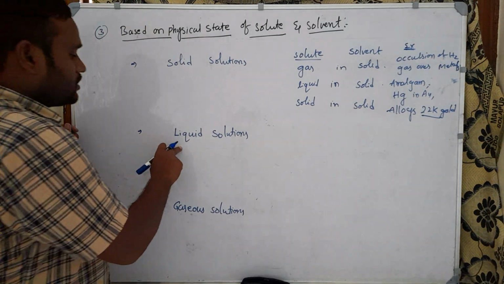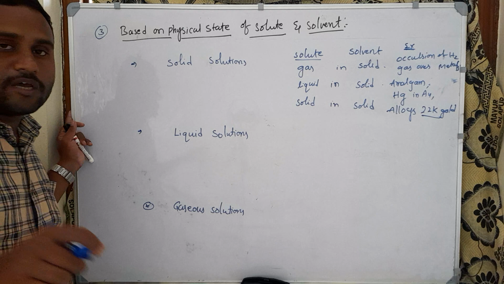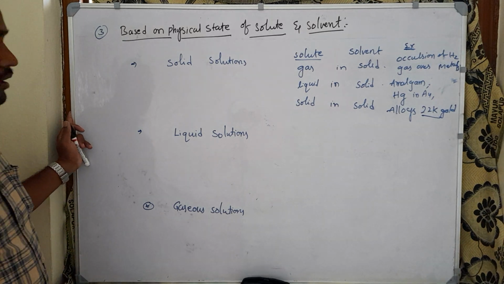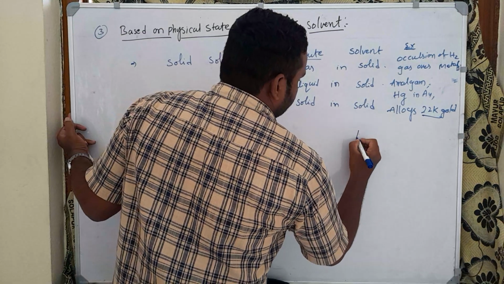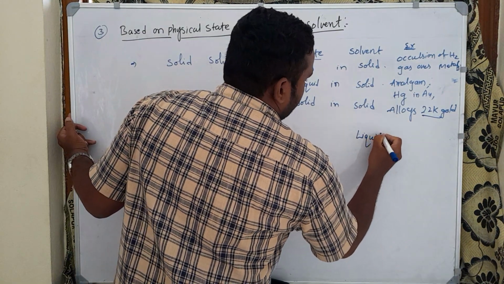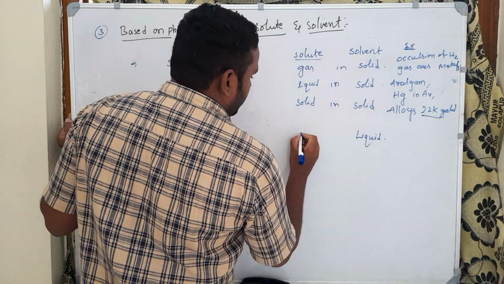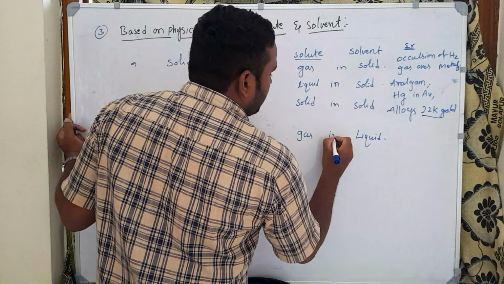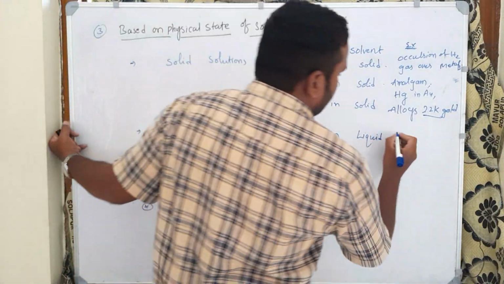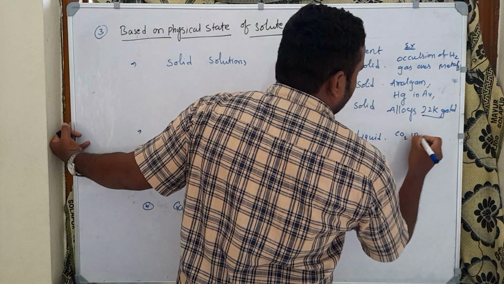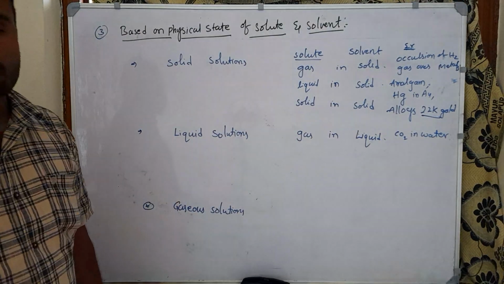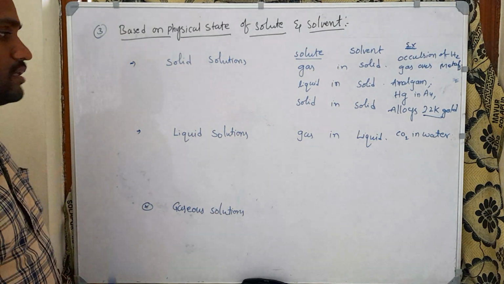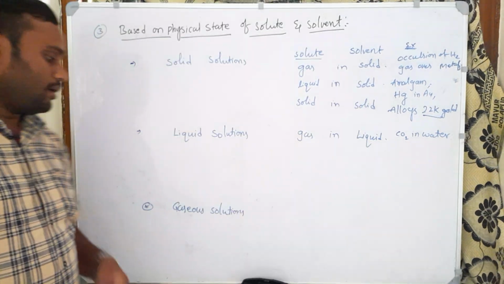Next, liquid solutions. If the solutions are present in the liquid state, they are called liquid solutions. Here the solvent is always liquid. So the solute may be gas. Here, gas in liquid, for example CO2 in water, or carbonated drinks or soda water, are examples of gas in liquid.